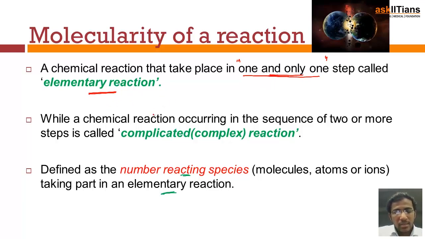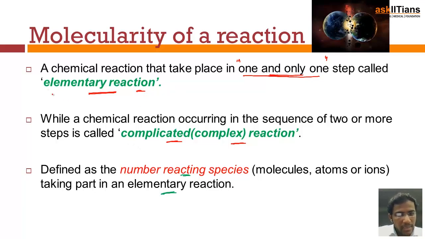And if the reaction is not taking place in one step and it is taking place in more than one step, say 2 or 3 or 4, then such reactions are known as complicated or complex reactions. I repeat, reactions which take place in more than one step are known as complicated or complex reactions, and reactions which take place in only one step are known as elementary reactions.